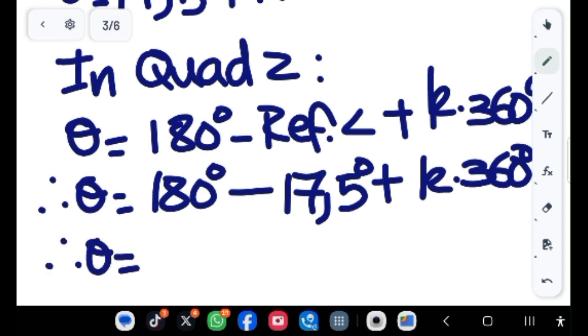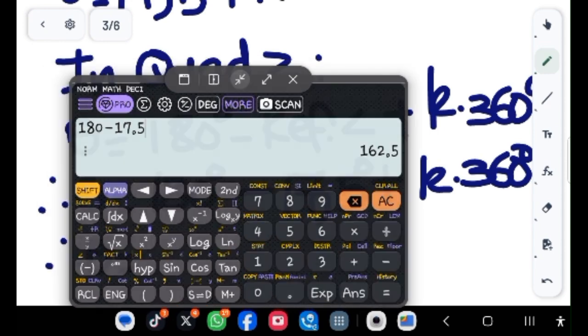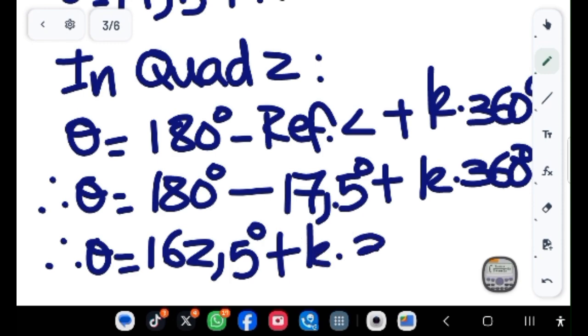Therefore, theta equals, take out a calculator and we'll go 180 minus 17,5 degrees. And that gives us 162,5. So that will be 162,5 degrees plus K times 360 degrees.